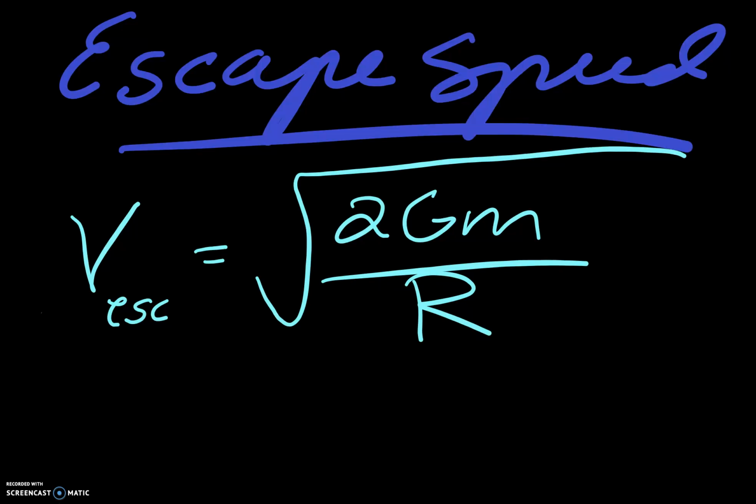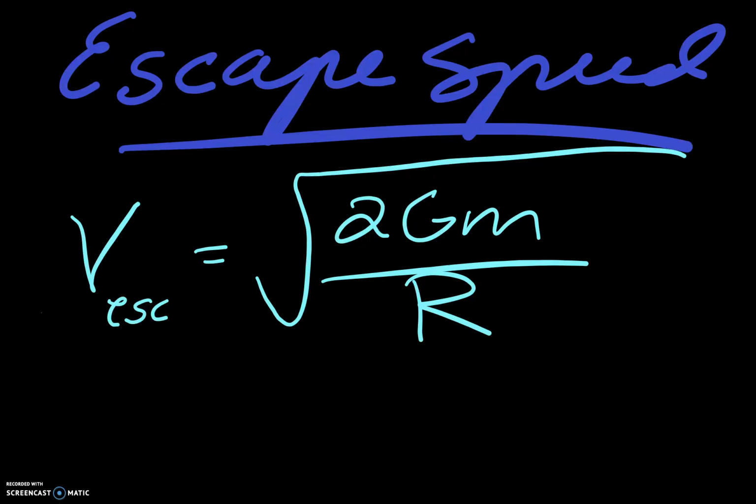The final thing I'm going to talk about in this video is escape speed. So what is escape speed? It's the speed at which an object can quote-unquote escape the gravitational pull of another object that's at rest. And so you can use this for any two objects, but generally we're going to be talking about two planets, or a planet and a smaller object like a person.